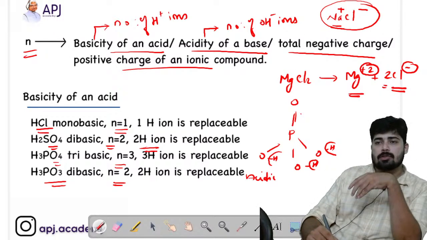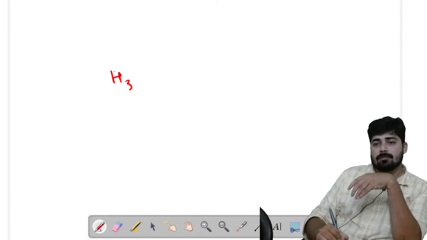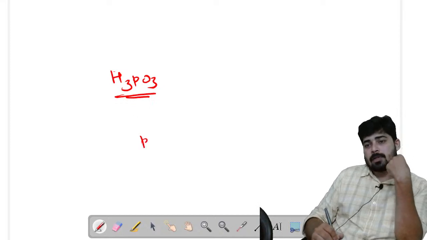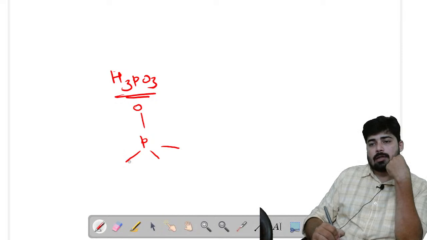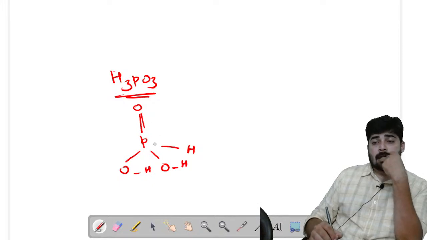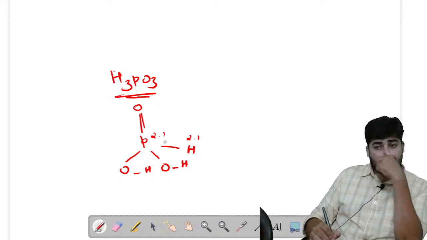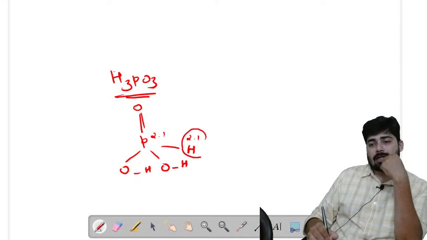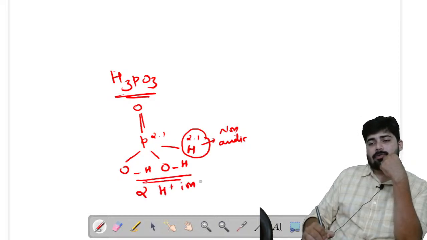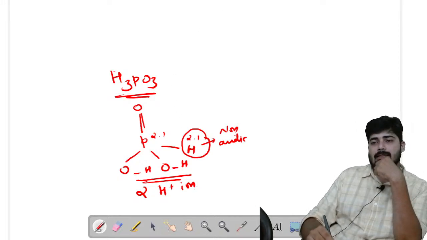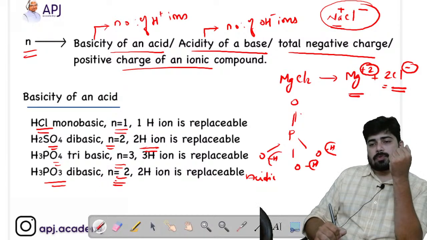Now let me show you on the next page that we are considering H3PO3. What happens with H3PO3? Phosphorus has 4 bonds. We have 3 oxygens and 3 hydrogens, with one double bond. The electronegativity of hydrogen is 2.1 and phosphorus is nearly equal to 2.1, so there is not much difference in electronegativity between hydrogen and phosphorus. That means this hydrogen is not acidic. So from H3PO3 we can only find 2 hydrogen atoms which are acidic. That is why its basicity is considered as 2.